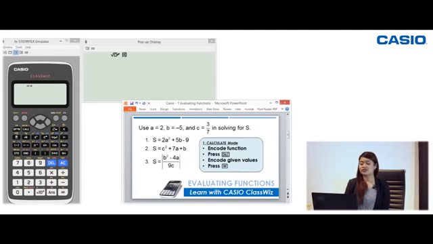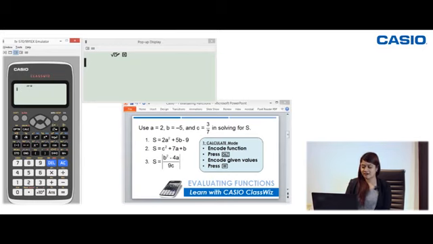Use A equals 2, B equals -5, and C equals 3/7 in solving for S. So we have here three items. The first one, S is equal to 2A squared plus 5B minus 9. We use the calculate mode of our calculator to solve for this. So make sure that you press menu 1 to go to calculate mode. And we just encode the given function, number 1.